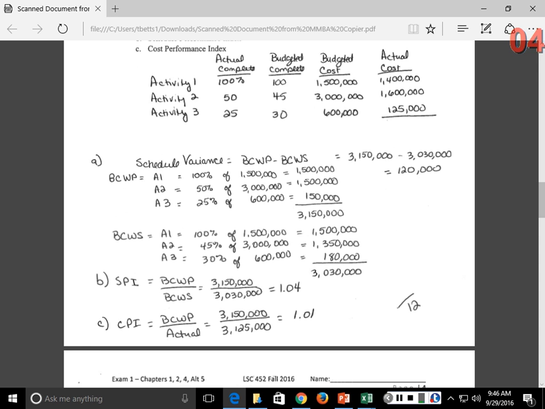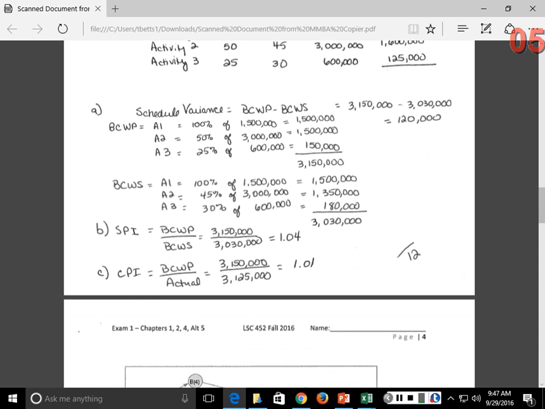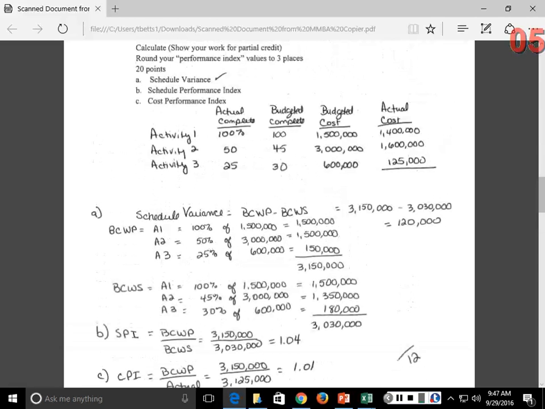Okay, and then my schedule performance index becomes, again, that you probably had it on your formula sheet, budgeted cost of work performed divided by budgeted cost of work scheduled, right? 1.04. Cost performance index, budgeted cost of work performed divided by actual, so 3,150,000 divided by 3,125,000. So in both cases, when our index is greater than 1, it says that we are ahead of the project expectations. Okay? Any questions about that one? All right.